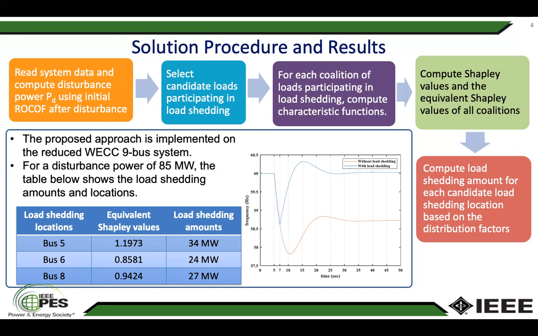From this figure, we can see that load shedding is applied after 2 seconds, that is at time 7 seconds. The outage started at 5 seconds, but load shedding was applied at t equals 7.